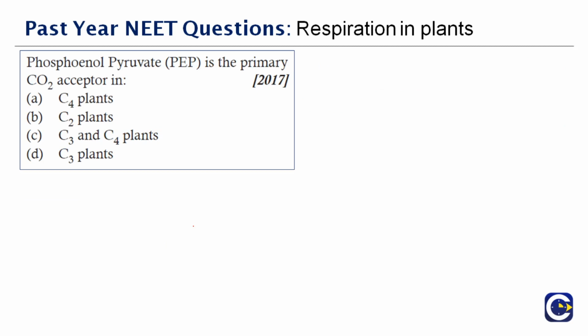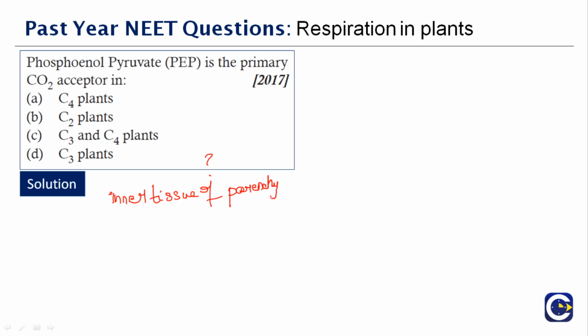Next question here. This question was asked in the year 2017. Phosphoenol pyruvate, which is abbreviated as PEP, is the primary carbon dioxide acceptor in dash plants. So you have four options here, right? Out of the four options, see, in mesophyll cells, what do you mean by mesophyll? You have to know that, only then you'll be able to answer. What is mesophyll? Mesophyll can be described as the inner tissue of parenchyma. So what is it? The inner tissue of parenchyma.